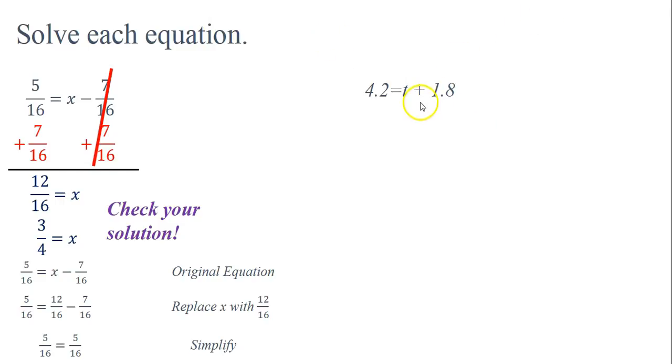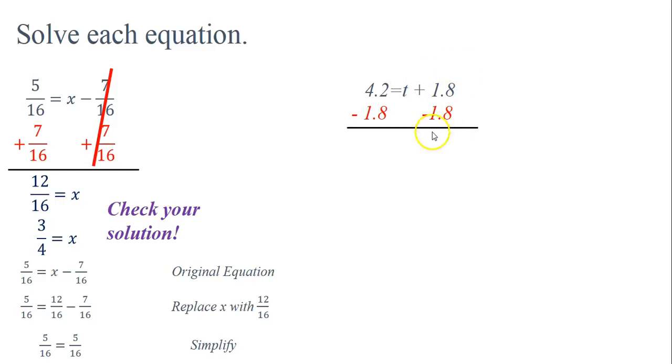Now I'm going to subtract 1.8 from this side and this side. And I'm doing that because we're being added here. So I want to do the inverse, which is subtraction. So what I do to one side, I have to do to the other side of the equal sign. I'm going to subtract 1.8 from both sides.